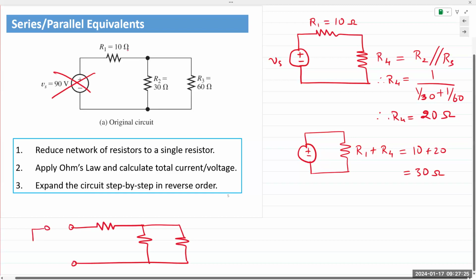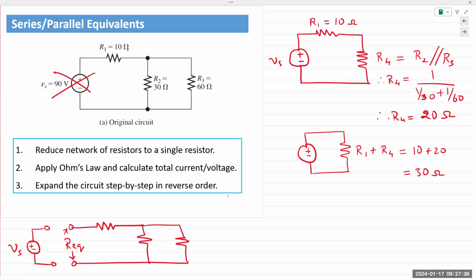You remove Vs, so you remove the source, and you find REQ between those open terminals. Then you start at the farthest end, and you reduce the network as you move towards the source.